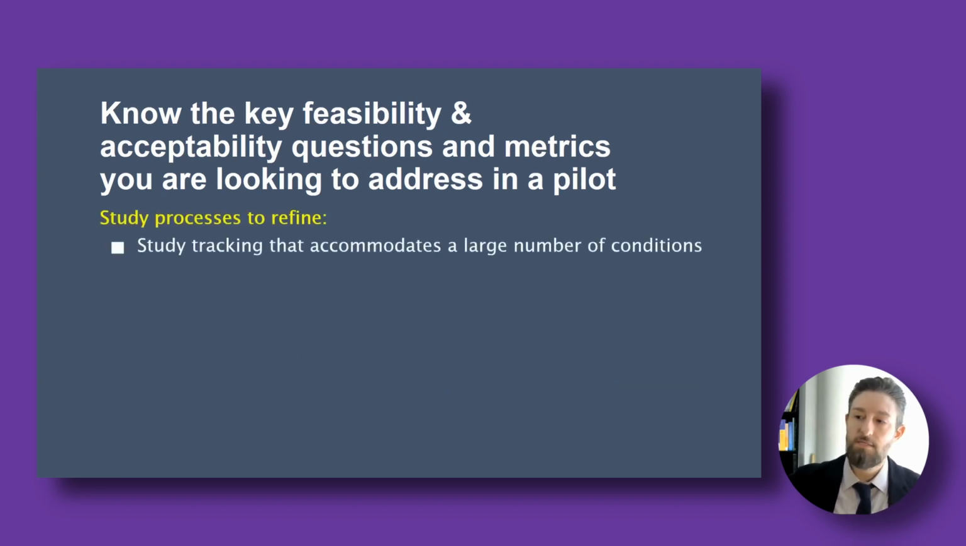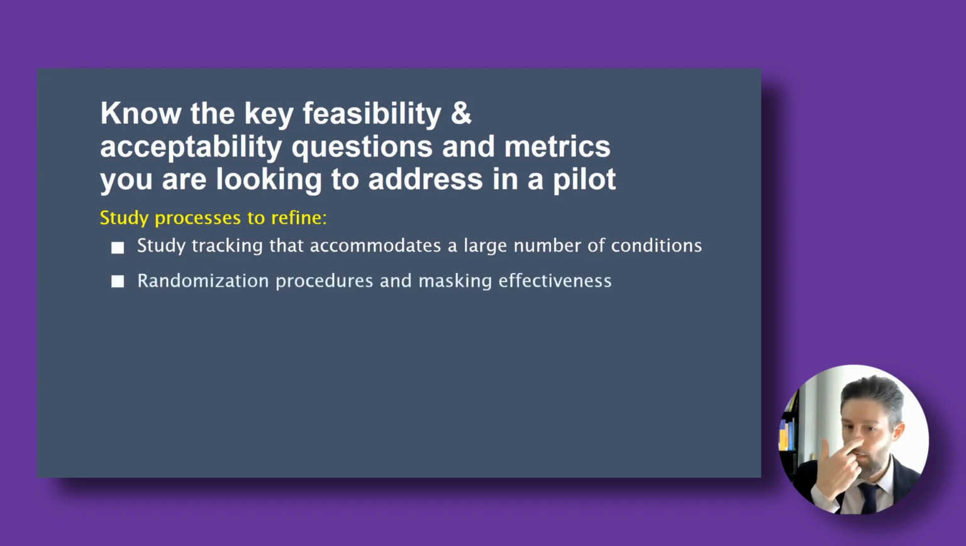Some study processes I think you want to refine in a pilot phase are study tracking and some sort of strategy that accommodates a large number of conditions. And I'll show you some of the ways that I've thought about this. Randomization procedures and masking effectiveness. If you've traditionally done 2-arm trials, it can be relatively straightforward. Randomization is not rocket science per se, it just takes a little bit more thought when it comes to randomization and how you want to mask in doing that process.